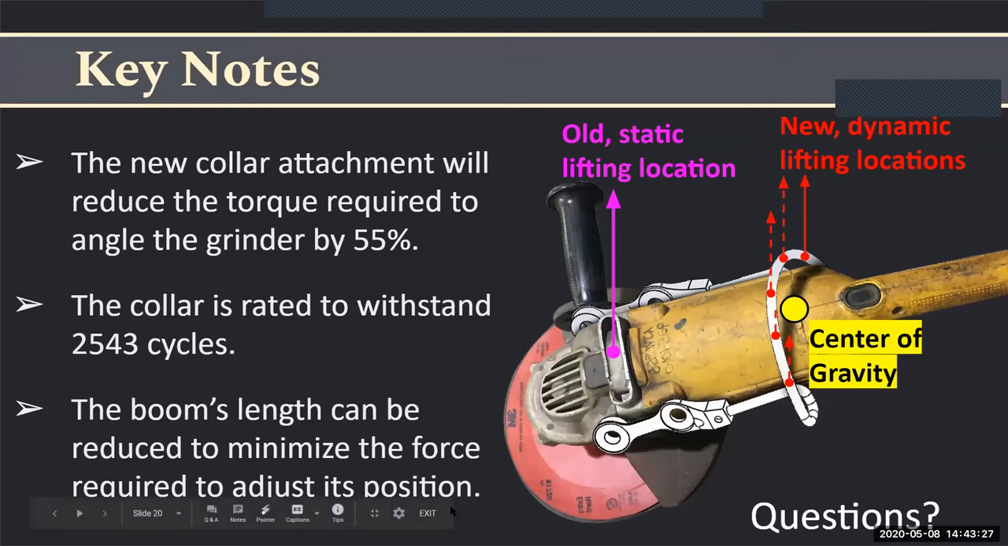I think I walked with the guys a bit for this project. And like they said, right now, we don't have any plans to change the boom. So we kind of told them to restrict their designs or the changes they're going to make to the grinder itself.